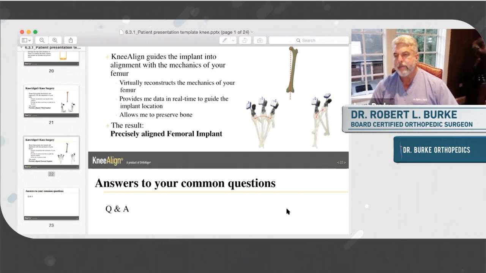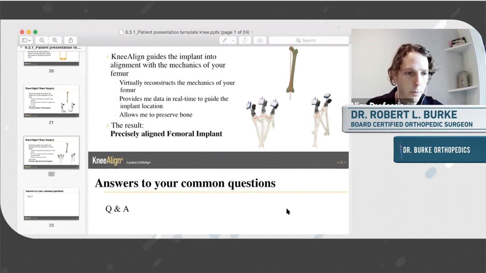Okay. A question here from Lori about injections. So she says, I recently had a cortisone shot in both of my knees and it was great, but it only lasted 3 weeks. How often can I receive these shots?